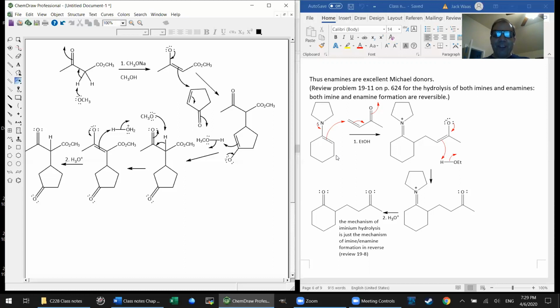Okay, so now we have our enamine, and this will add to an alpha beta unsaturated aldehyde or ketone in exactly the same way. We don't even need to make an anion. It just adds. And so we get an intermediate that looks like this.